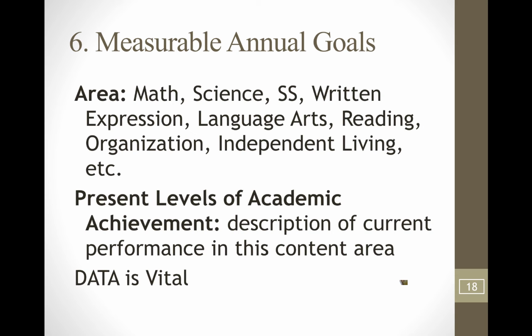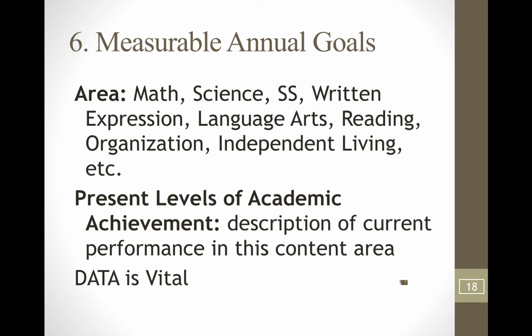When looking at the annual goals page, you'll see it asks you to identify a clear area that each goal will cover. So it can be basic things like math, science, social studies, written expression, which is writing skills or spelling. It can say things like language arts, reading, but also it can have things like organization, transition skills, independent living, right? Those can be types of goals too. So it doesn't just have to be a content area. It's whatever the child is weak in.